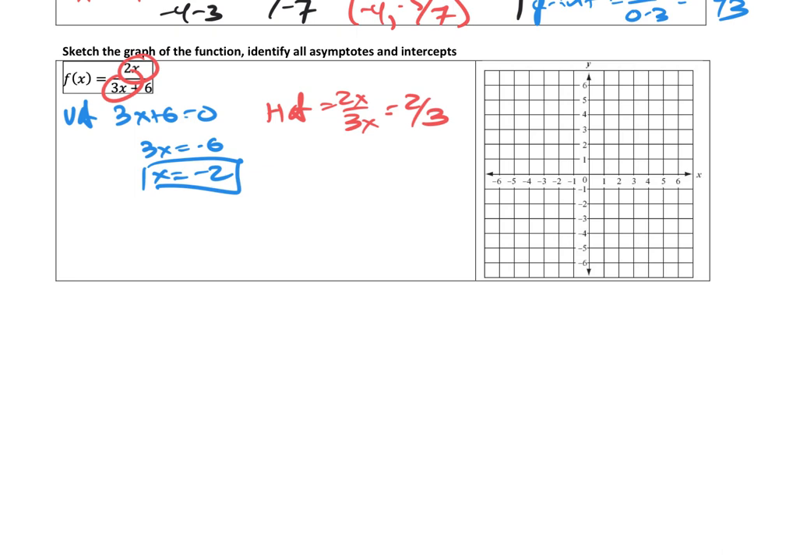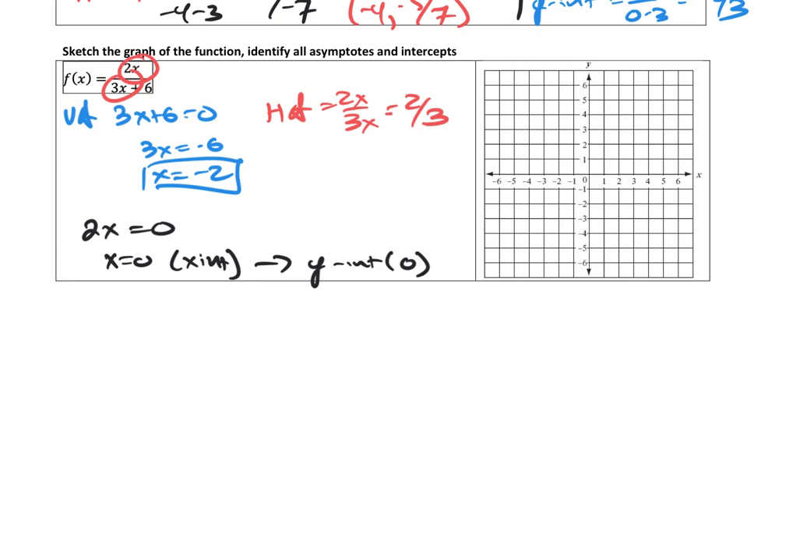We need to find our x-intercepts as well. So we're going to take our numerator and set that equal to 0. And if we divide by 2, we get x is equal to 0. And again, that is our x-intercept. Since x equals 0 is our x-intercept, we can say by default that our y-intercept is also going to be 0.